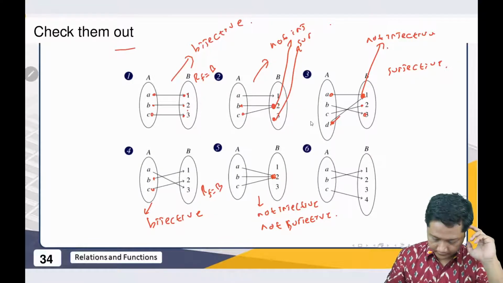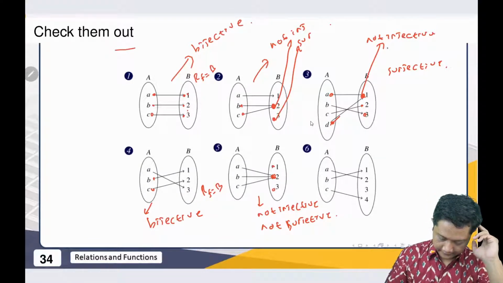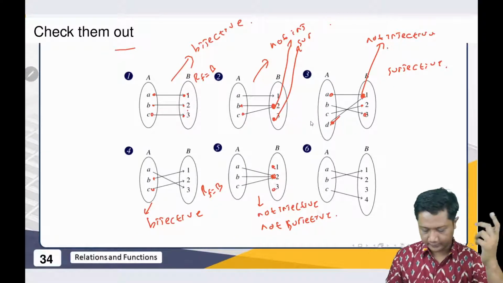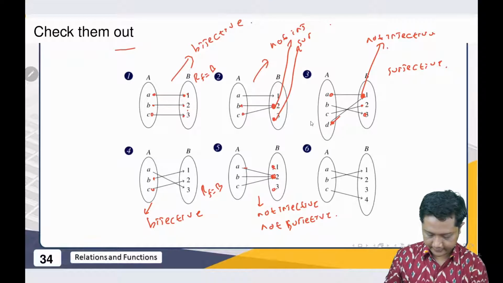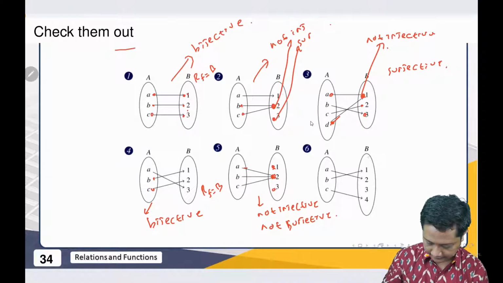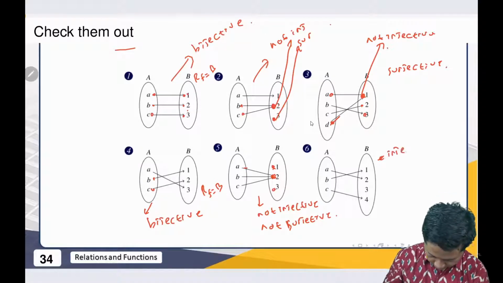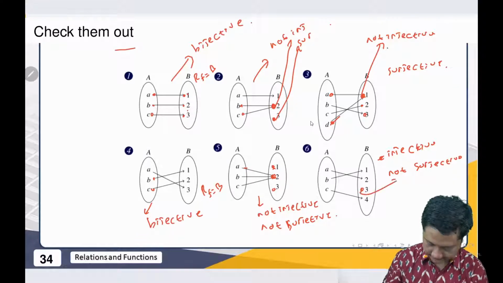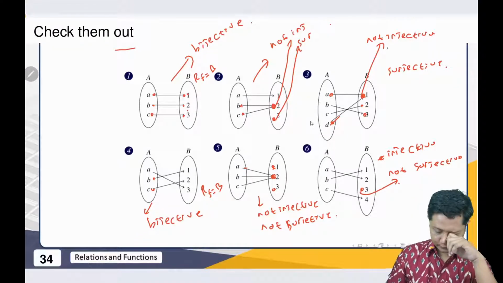Okay, so it should be clear here. And it's not surjective because 1 and 3 have nothing going to them. And the last one we have, this one is injective, but it's not surjective. The reason is because we have 3, and there is nothing going to 3.